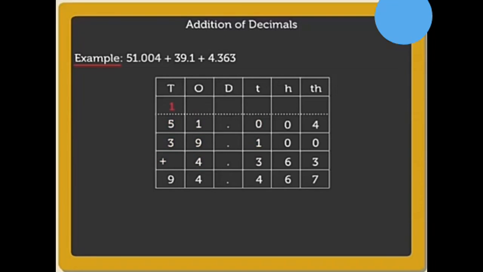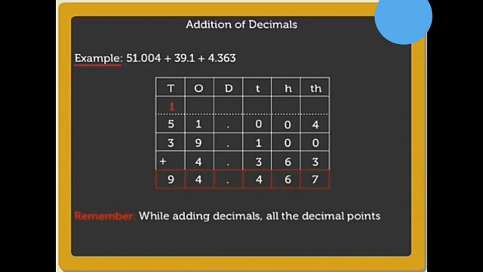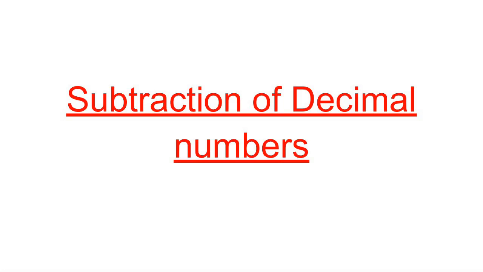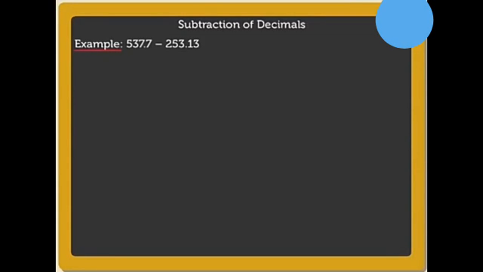Thus, we get the answer as 94.467. Remember, while adding decimals, all the decimal points should come one below other. Next, let us learn about subtraction of decimal numbers. Find the difference of the given decimal numbers.